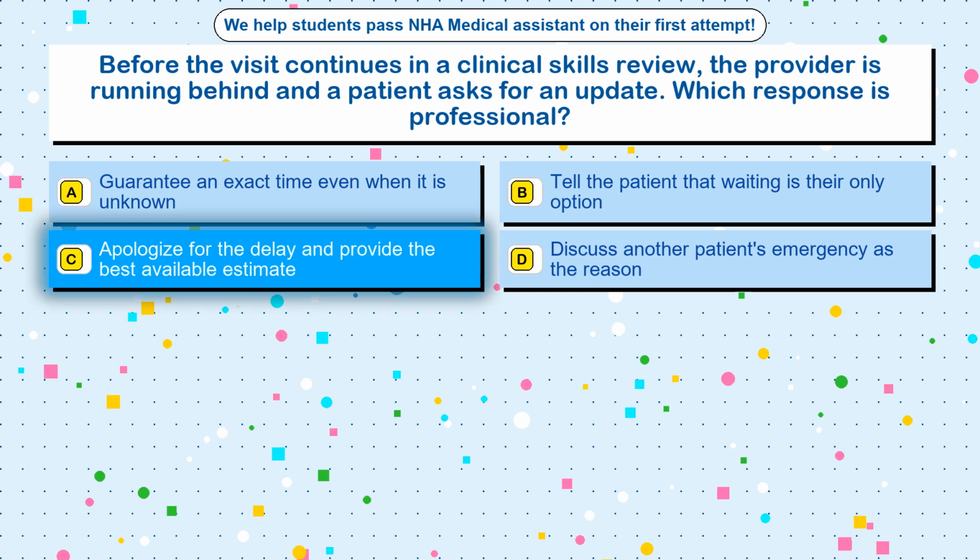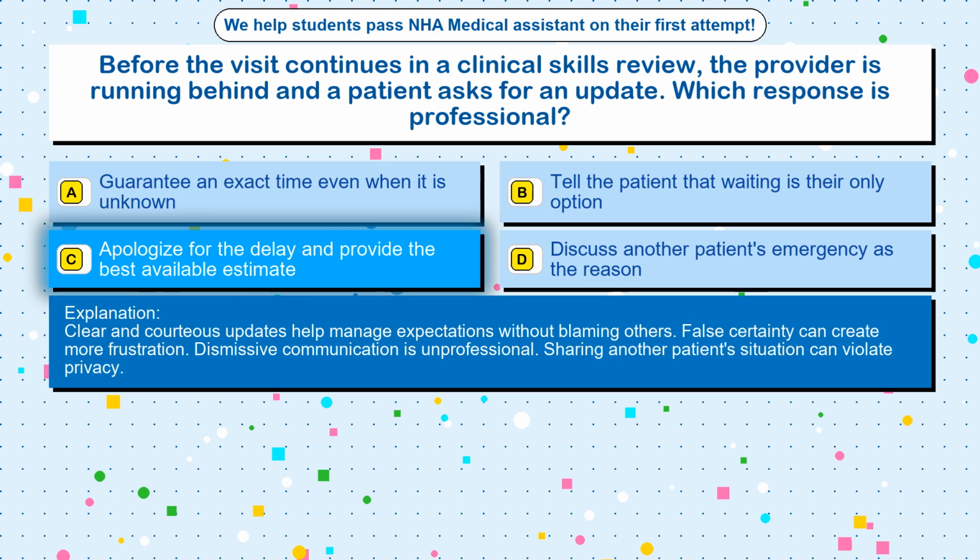The correct answer is option C. Apologize for the delay and provide the best available estimate. Clear and courteous updates help manage expectations without blaming others. False certainty can create more frustration. Dismissive communication is unprofessional. Sharing another patient's situation can violate privacy.